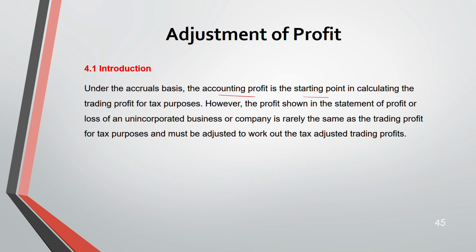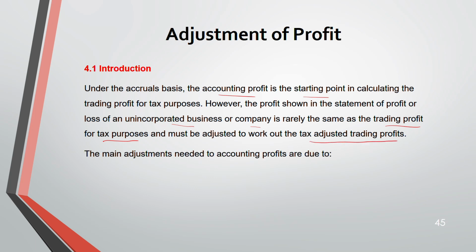But remember the profit in your statement of profit and loss, whether it's for unincorporated, sole trader or company, is rarely the same as trading profit for tax purpose. There are differences. That is your accounting profit that you are getting in a profit and loss statement, and the trading profit for tax purpose is different. You have to adjust your trading profit for the tax purpose, because on that only you can calculate tax. You can calculate tax only on your tax adjusted trading profit. That's why you have to do all these adjustments to your accounting profits.